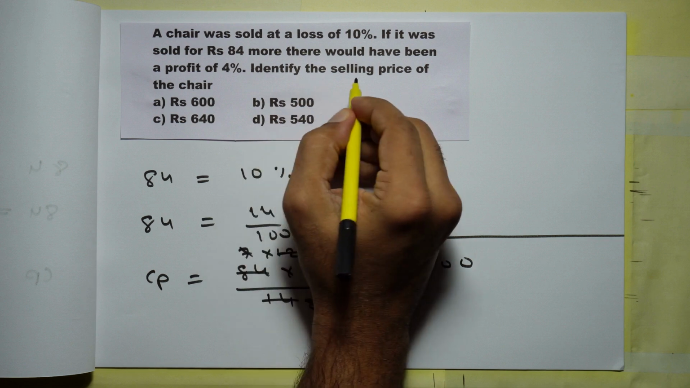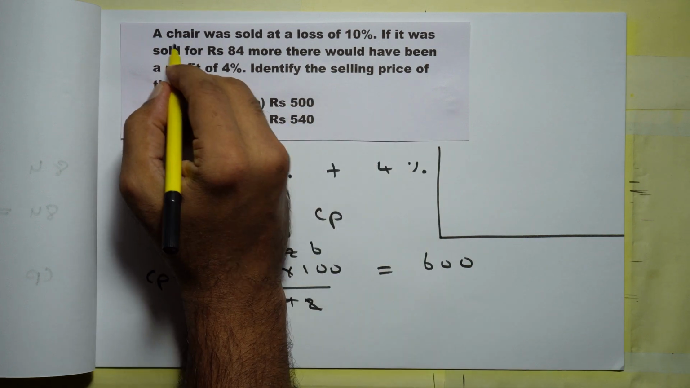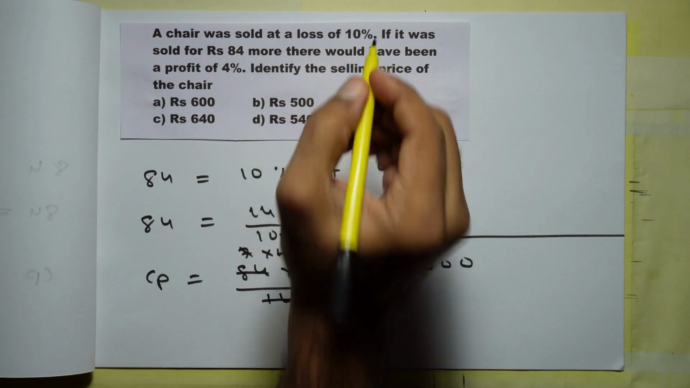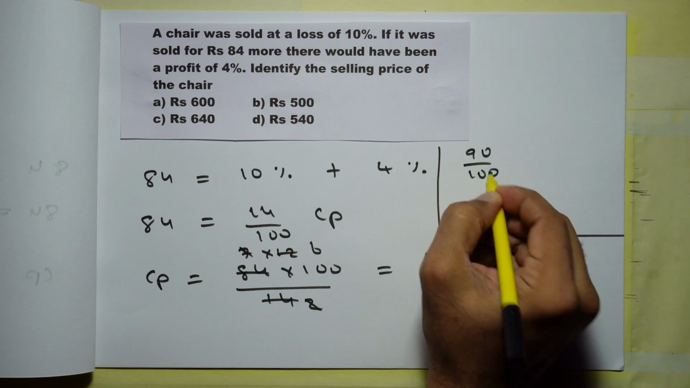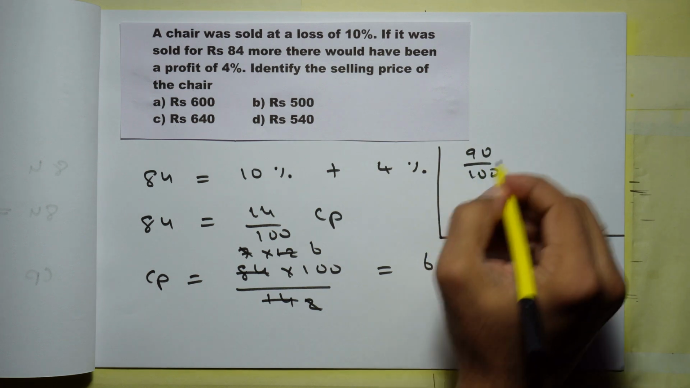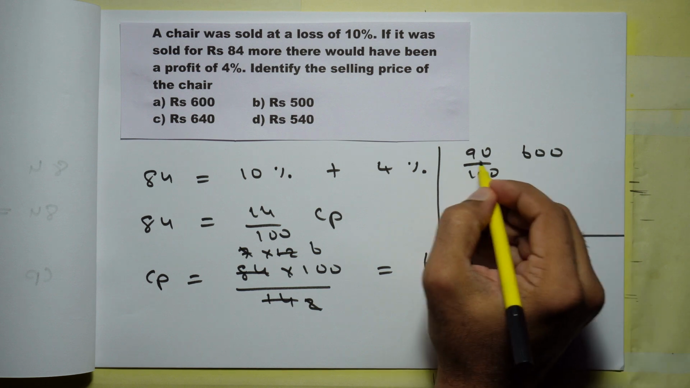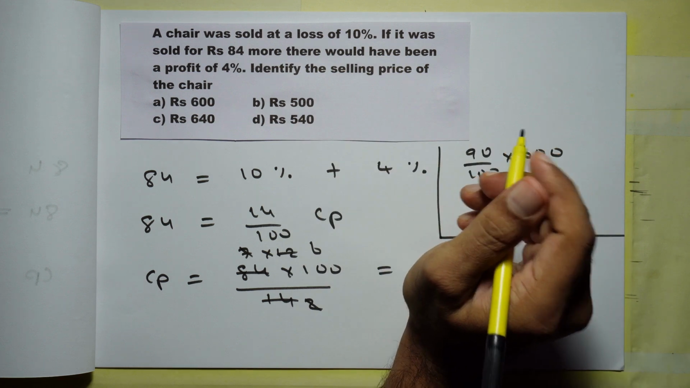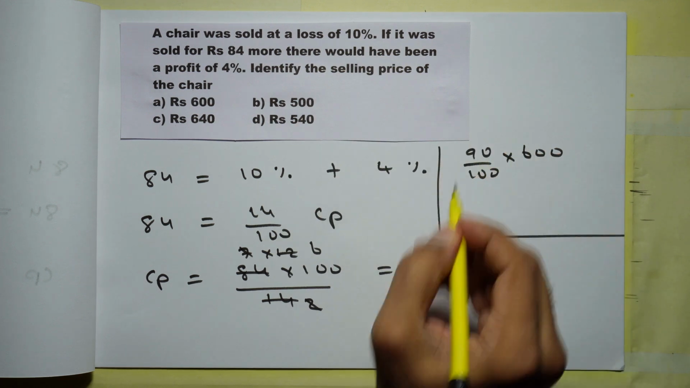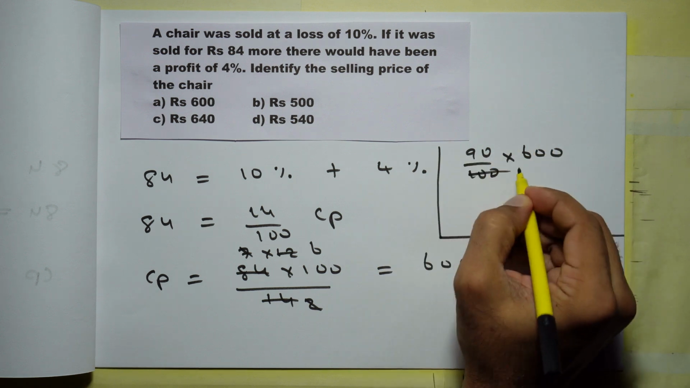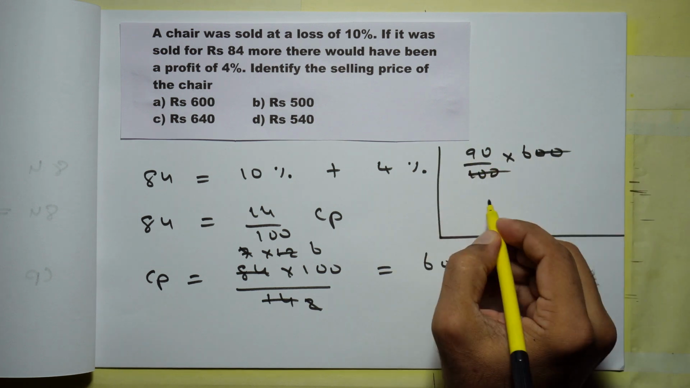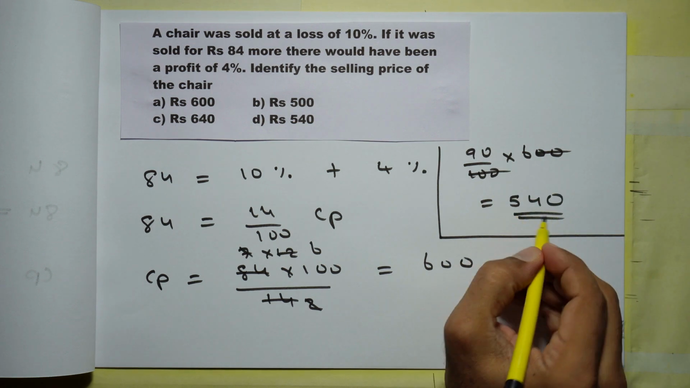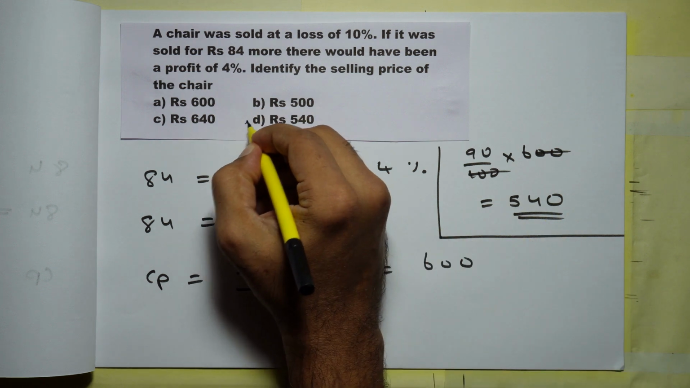Now the question is to identify the selling price. Now the chair was sold at a loss of 10%. Loss of 10% means he will get only 90% of the cost price. So 90% of 600, that is what he will get. So if he gets only 90% of the cost price, the remaining 10% of the cost price will be loss. So this will be the selling price, 90% of the cost price. So we'll just calculate. I'll cancel out the zeros. So 9 into 6, 54, and this 0, so 540. So the selling price will be rupees 540, option D.